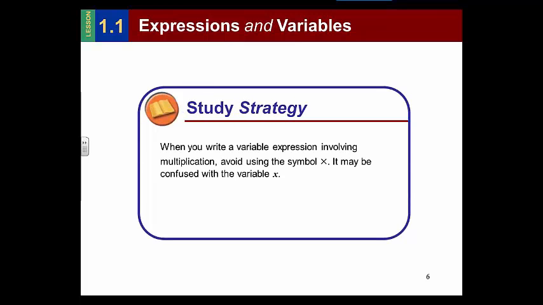When you write a variable expression involving multiplication, avoid using the symbol x. It may be confused with the variable x. For this reason, we use a dot to represent multiplication, or we simply put the 2 factors next to each other.